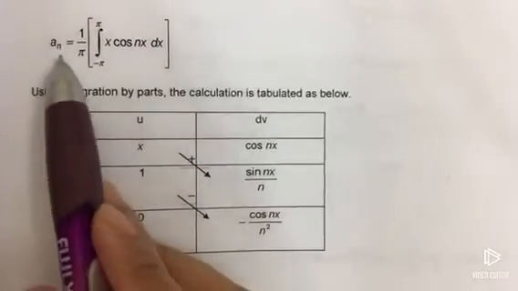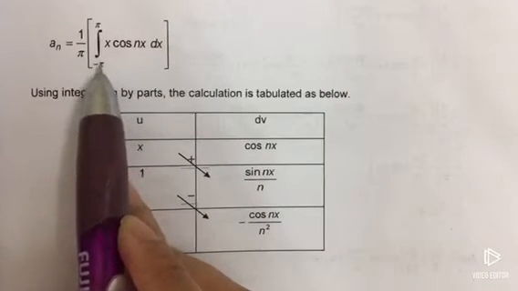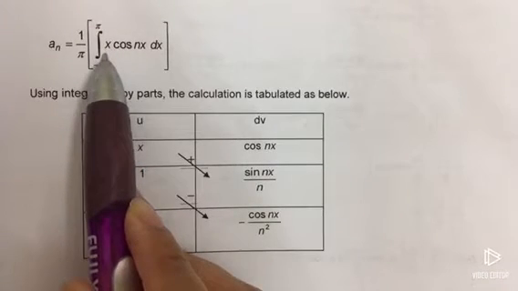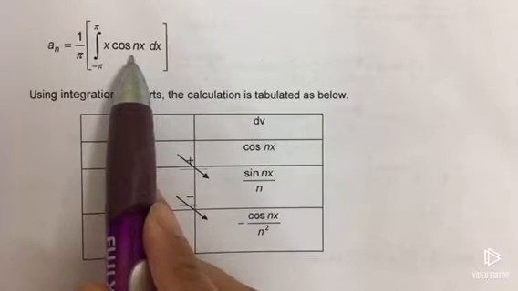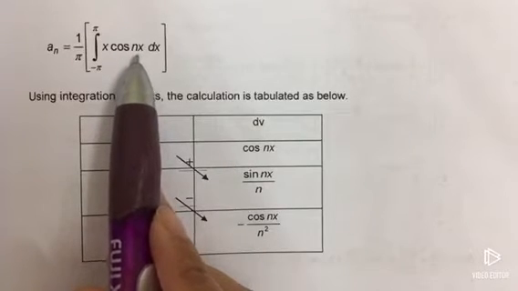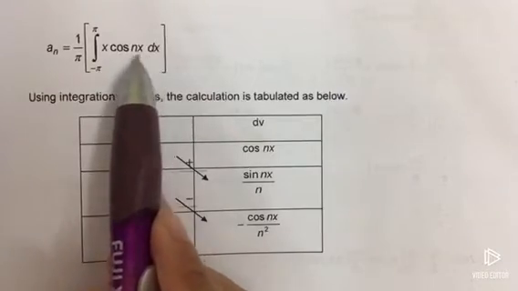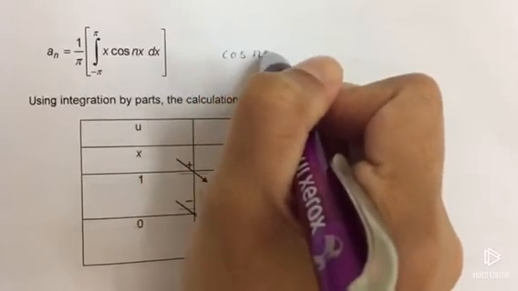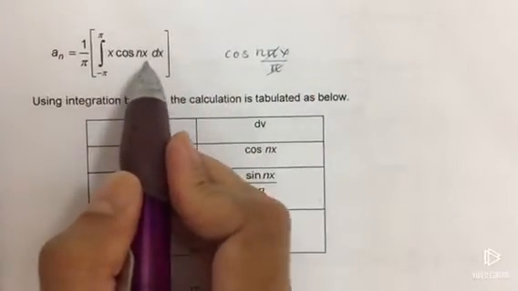Now we find an. an equal to 1 over pi, integrate from negative pi to pi, f(x) equal to x, times cos n pi x over L. Given L equal to pi, pi cancels out. The formula is cos n pi x over pi, so cancel out, we get cos nx here, x cos nx dx.